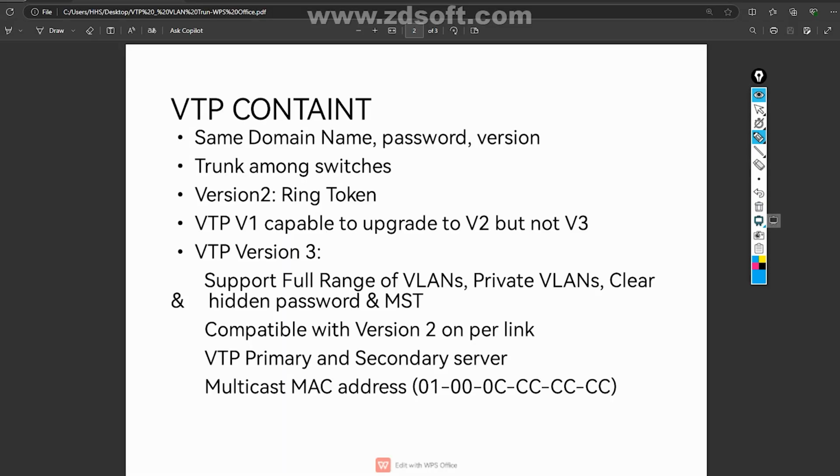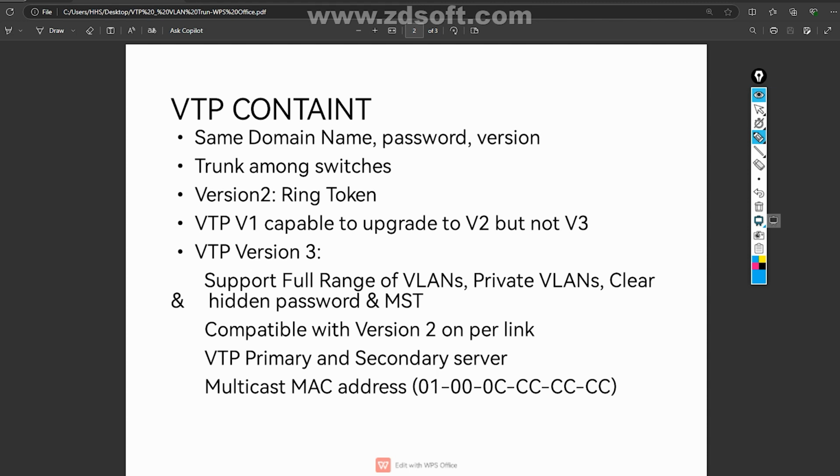So VTP version 1 is capable of upgrading to version 2, but not version 3. Whenever we configure version 1, we can just say VTP version 2. But whenever we configure VTP version 2, we cannot upgrade to version 3. We just have to reconfigure it as version 3.